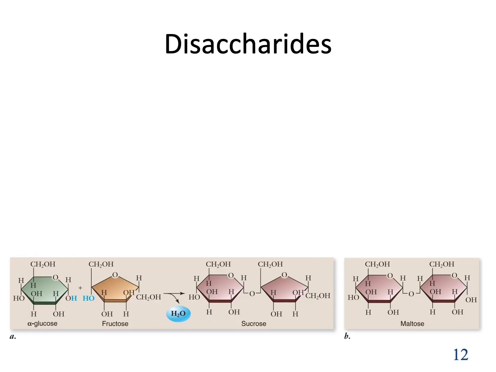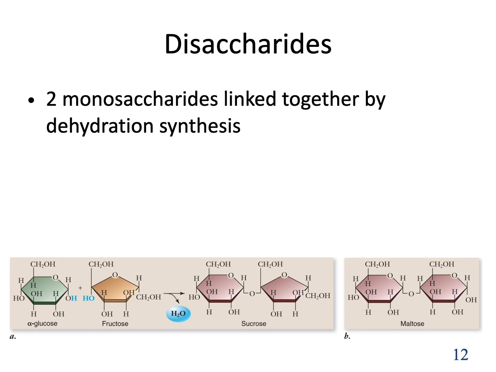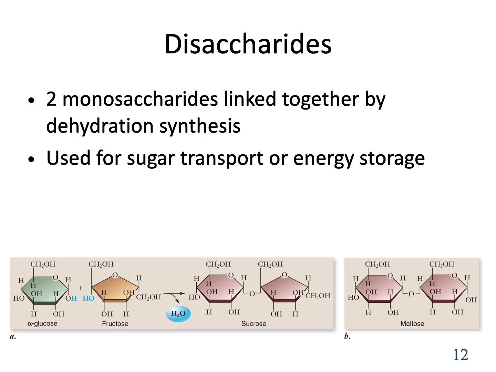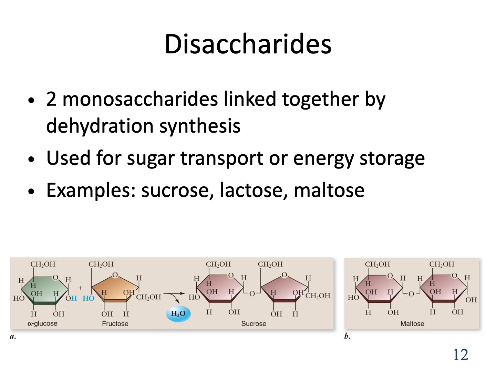Two of these linked together form a disaccharide. Again, it's considered a simple sugar, but slightly different, slightly harder to digest. These can be used for energy or energy transport. Sucrose, that's table sugar. Lactose, that's the sugar in milk. And maltose is in grains.